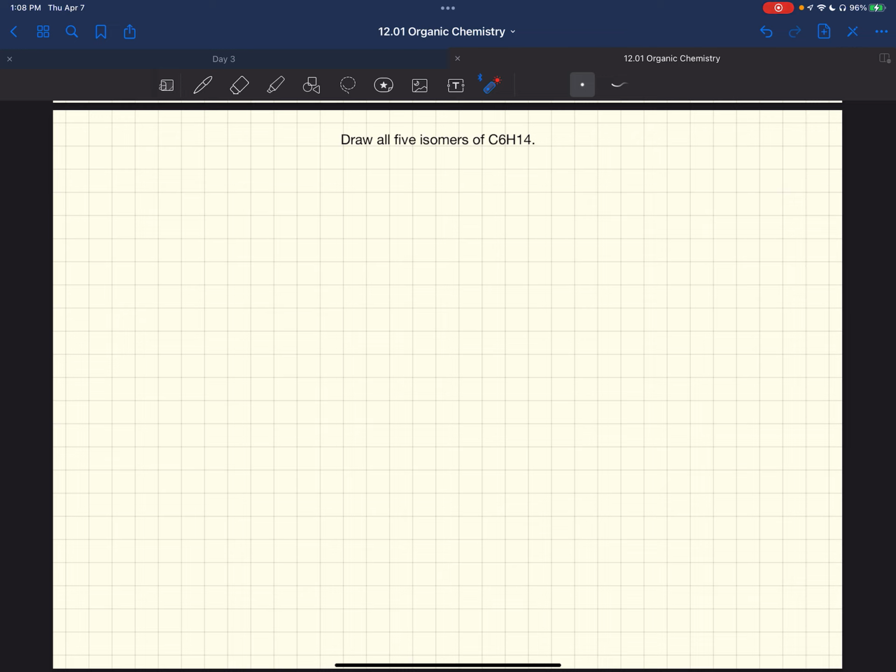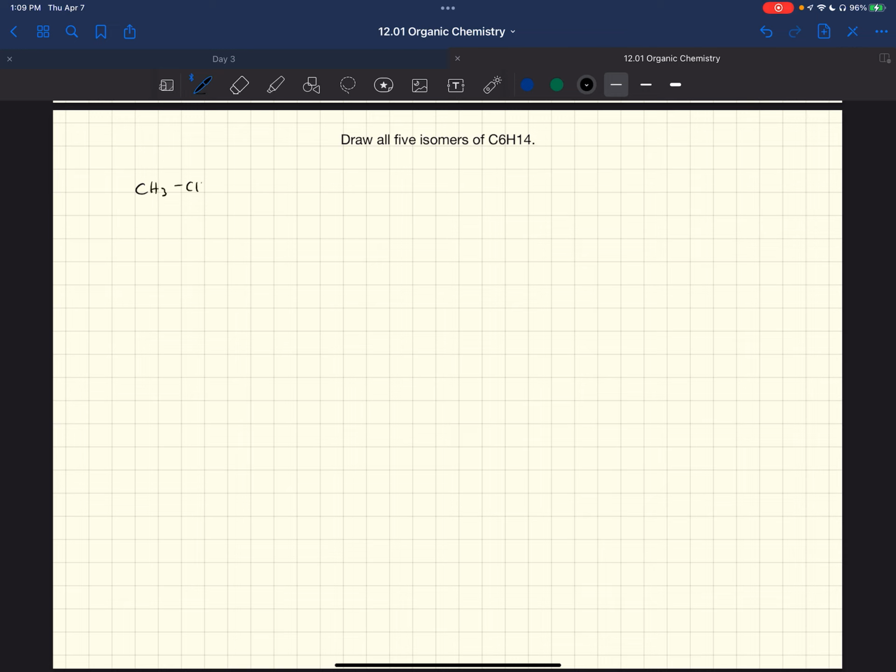So, I want you to give this a shot. This is a little tricky. I want you to give this a shot. I want you to draw all 5 isomers of C6H14. All right, so there are kind of 2 ways that I think you can do these, finding these isomers pretty easily. And that is either as a condensed structural or a line. And I'll show both, okay?